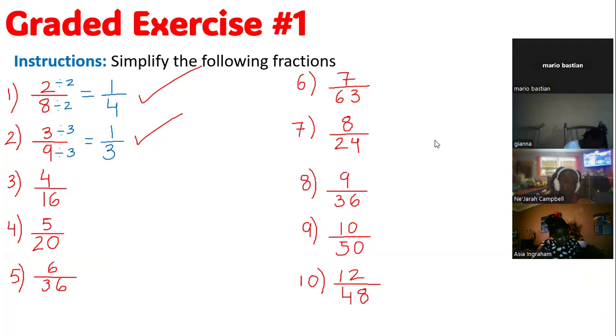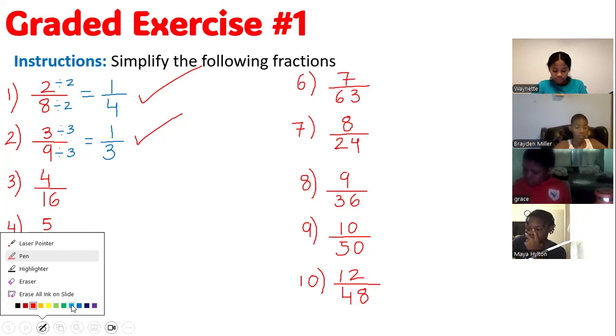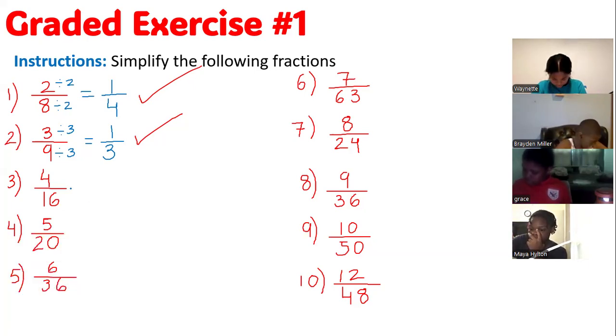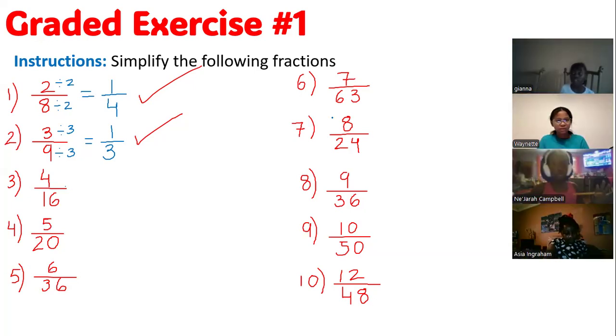Next. Wanat. Where's Wanat? Here. Help me with number 3. What do you have for number 3? I didn't write it down. You didn't do number 3? You skipped number 3? Yes, sir. Okay, well help me out now then.